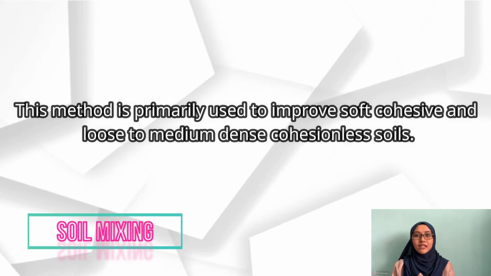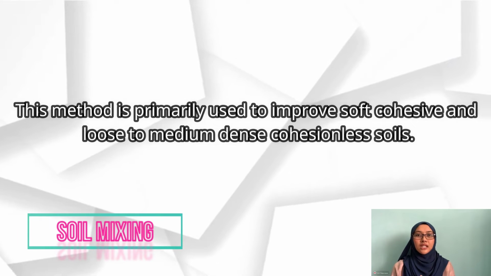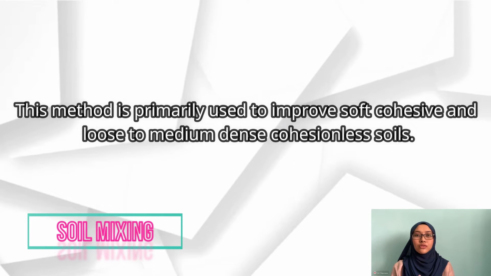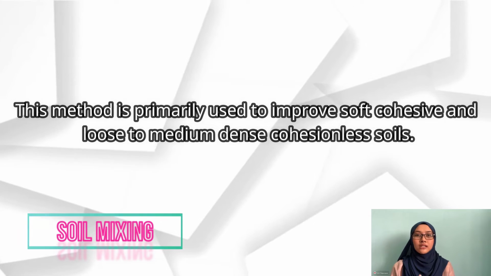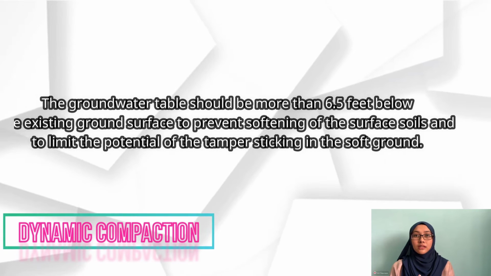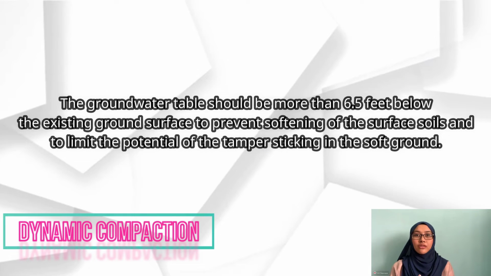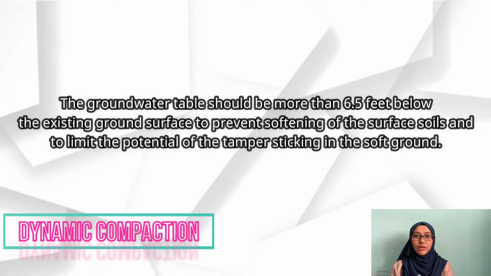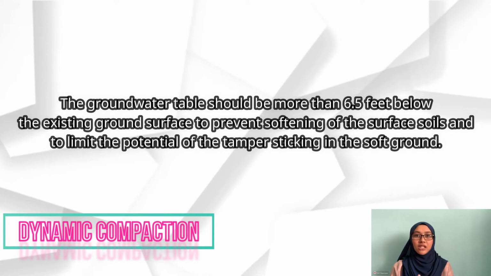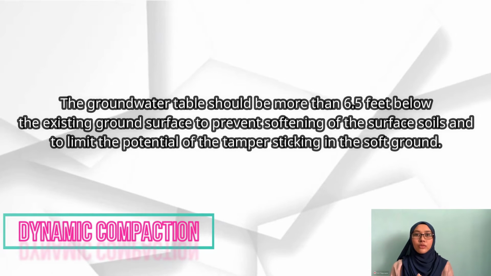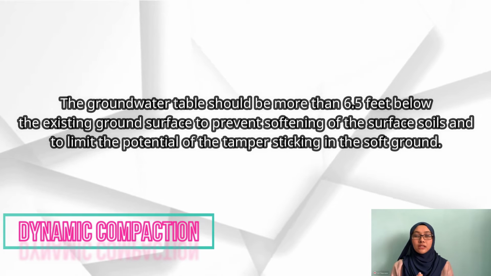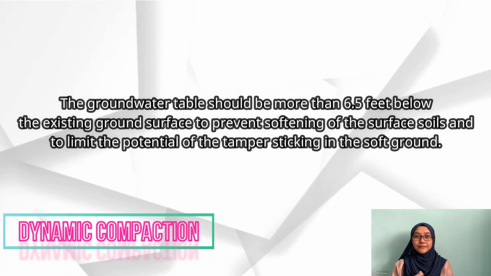Lastly, an advantage of soil mixing: this method is primarily used to improve cohesive soil and loose to medium density cohesionless soil. For dynamic compaction, the groundwater table should be more than 6.5 feet below the existing ground surface to prevent softening of the surface soil and to limit the potential of the tamper thickening of the soft layer.